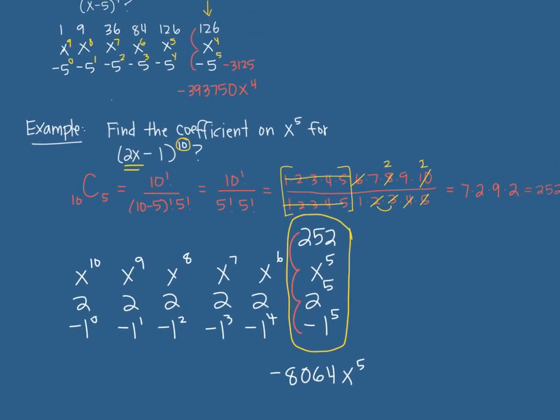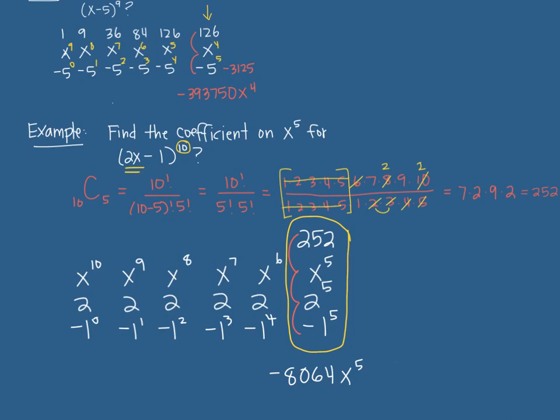So here's one use of factorials and how they can help us with a shortcut of binomial expansion.